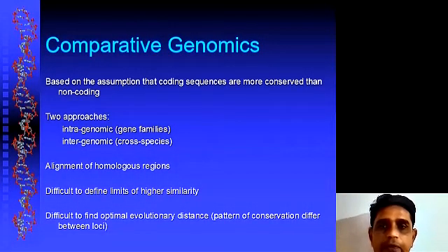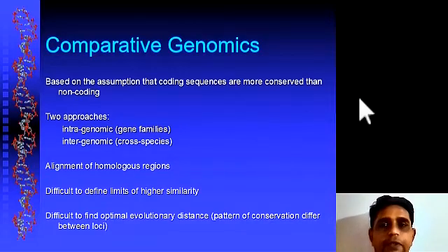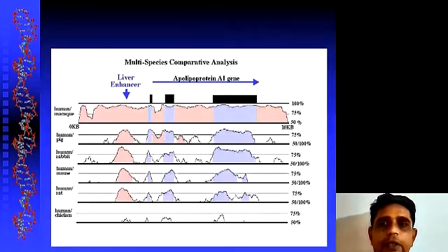These are the different kinds of approaches based upon the assumption that coding sequences are more conserved than non-coding regions. You can have two approaches, one intragenomic and one intergenomic. Intragenomic means we are just finding the gene families, and intergenomic means we are also doing cross-species comparison. You can also have the alignment of the homologous regions. It is difficult to define some of the limits. This part comes under comparative genomics. Again, we will have full lectures for that later on in detail.